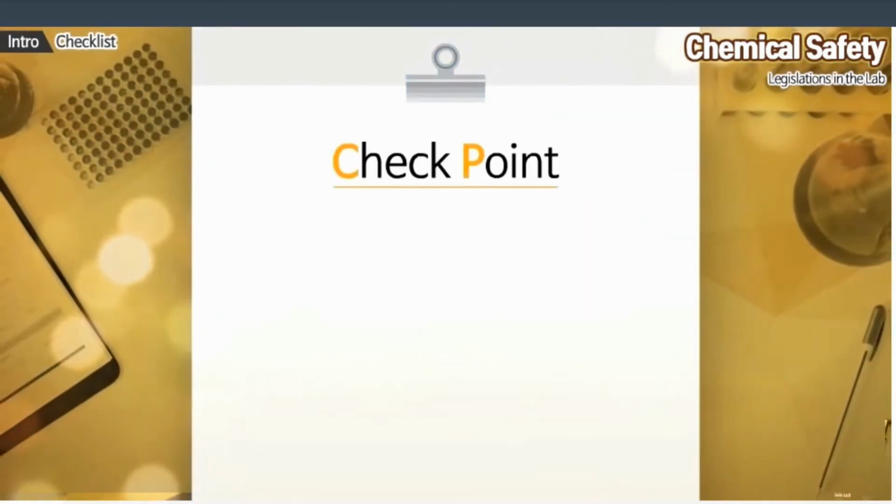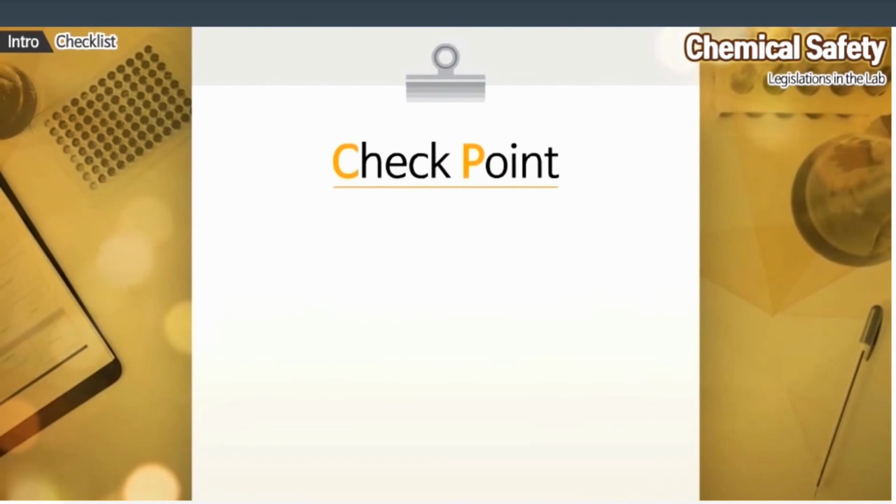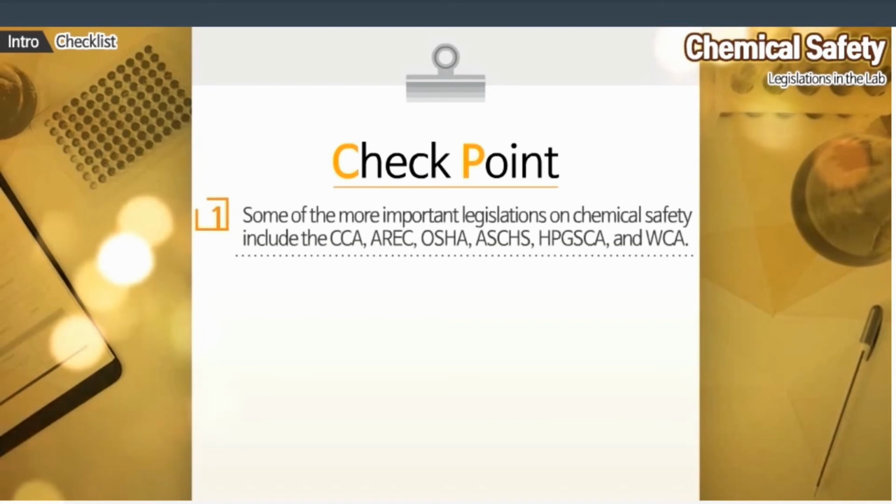Before we dive into the main part of the course, let's take a look at legislations on chemical safety that we should be aware of as people working inside laboratories. We have the Chemicals Control Act, Act on Registration, Evaluation, etc. of chemicals, Occupational Safety and Health Act, Act on the Safety Control of Hazardous Substances, High Pressure Gas Safety Control Act, and the Wastes Control Act.